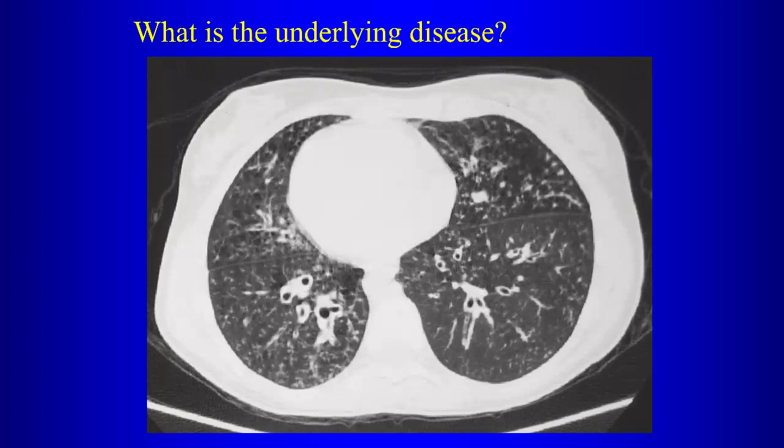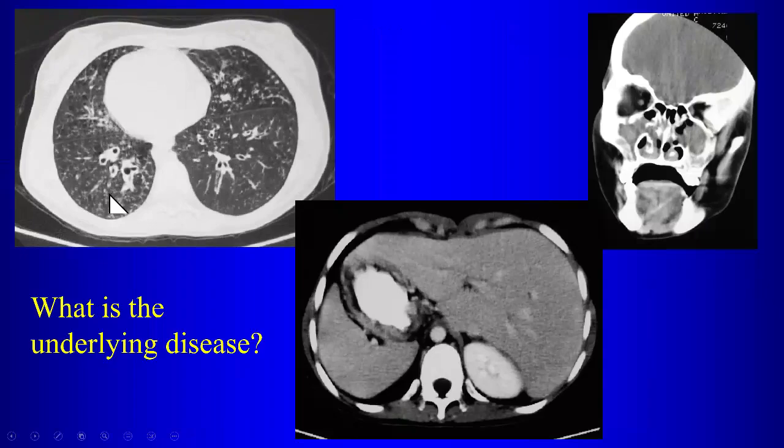Kartagener syndrome. So why does this patient then have bronchiectasis and inflammatory disease of the airways? Ciliary dyskinesia, right? Or immotile cilia syndrome. And here the patient has dextrocardia, right? Which is the clue. Okay, so the triad of Kartagener's is nicely illustrated here. You shouldn't have any problem with that.